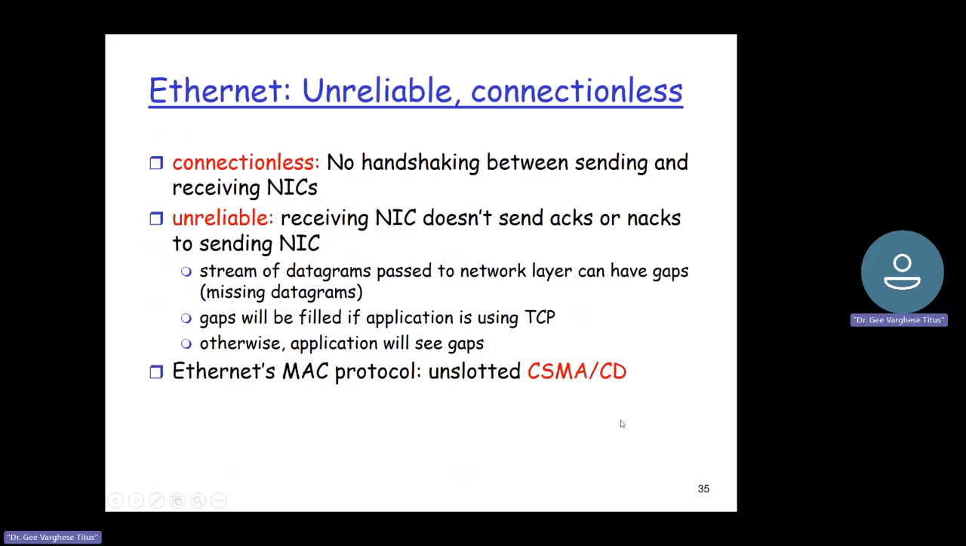Ethernet basically is a connectionless structure, so you don't have any handshaking between the sending and receiving network interface cards. And basically, it is unreliable. The protocol that is used is unslotted CSMA/CD. So basically, you don't talk about unslotted. You can just generalize and say CSMA/CD.